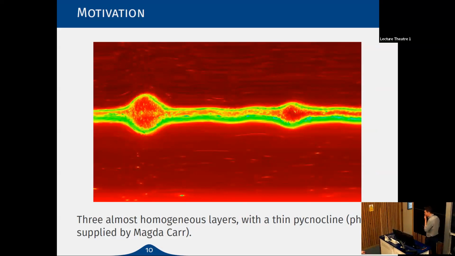This is the problem I've been looking at with Paul and Ricardo. This photo is supplied by Magda Carr. I think, am I right in thinking this photo would have been taken in St. Andrews, but then the little ones are in Newcastle, right, where you're working now? Yeah. This is the photo then from the St.